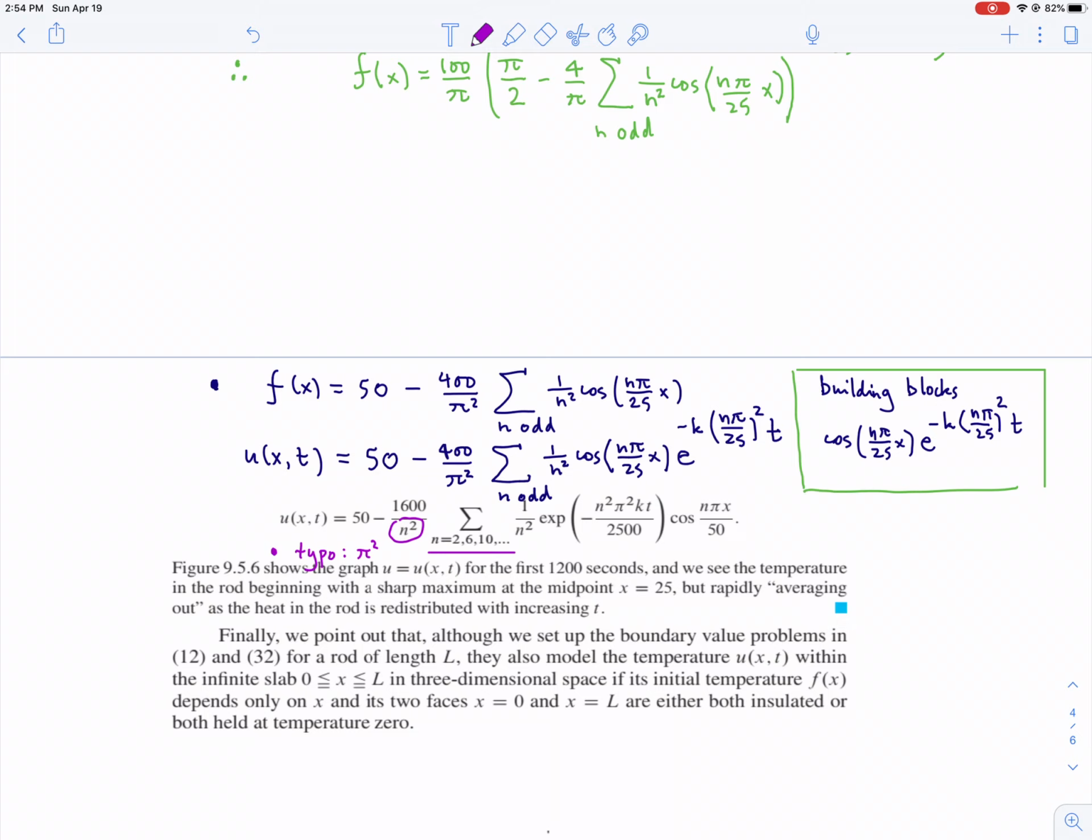And it's the same deal in the exponential term. Our minus kt's agree. Their n's are twice ours, so their n squareds are 4 times ours. Right, and let's see, I see the pi squared. So with their n squared, where did that 2500 come from?